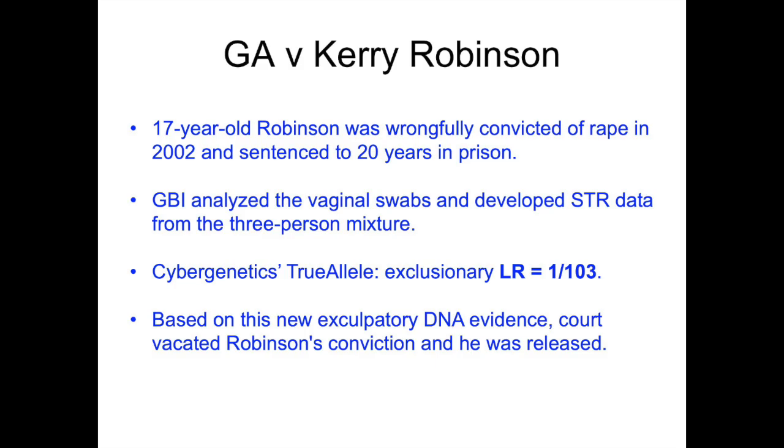It was an innocence case in Georgia. 17-year-old Kerry Robinson was wrongfully convicted of rape in 2002, sentenced to prison for 20 years. The Georgia Bureau of Investigation analyzed the vaginal swabs. They developed STR data from the 3-person mixture. TrueAllele found an exclusionary likelihood ratio of roughly 1 in 100, 1 over 3. Based on this new exculpatory DNA evidence that Cybergenetics reported, his conviction was vacated. He was released. Next.